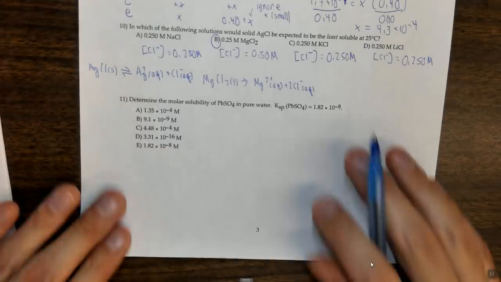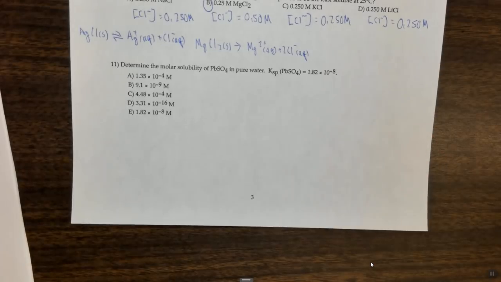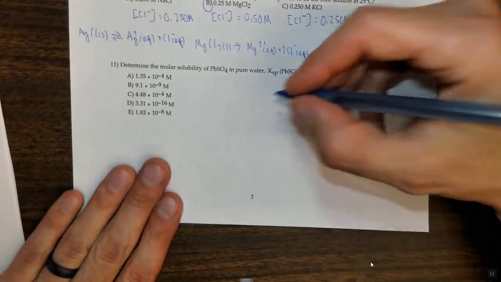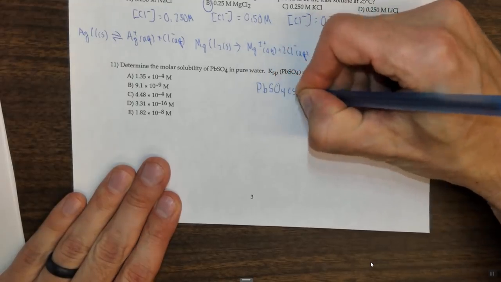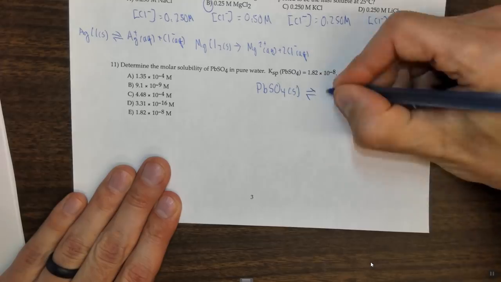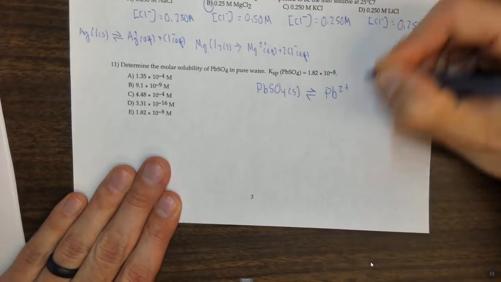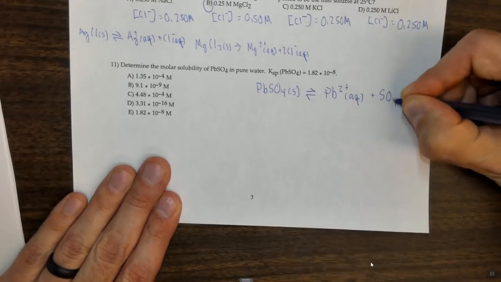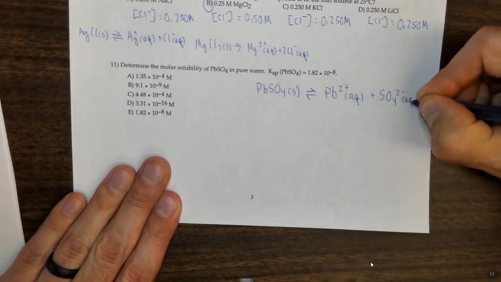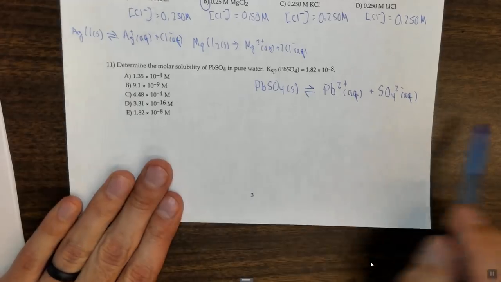All right, so the last one. It says, determine the molar solubility of lead-2 sulfate in pure water. And it gives us the KSP of lead-2 sulfate. So we have PbSO4 solid dissolving to form Pb2 plus aqueous plus SO4 2 minus aqueous. So this is the reaction.